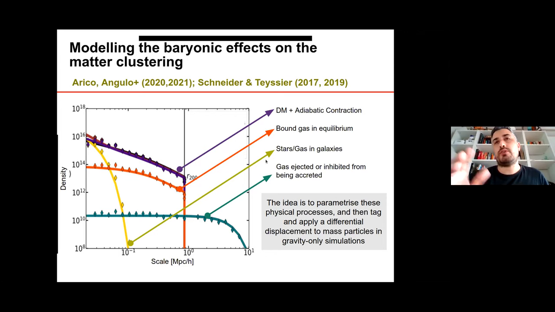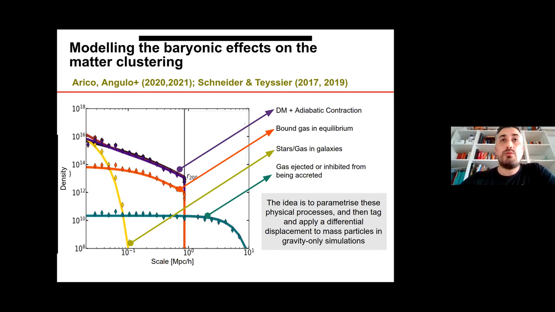For instance, the ejected gas is described by how much there is and how far it typically reaches from the halo, right? And then we have a model with which we can perturb the positions of dark matter in gravity-only simulations according to this description. So how well does it work? Turns out that it works super well.